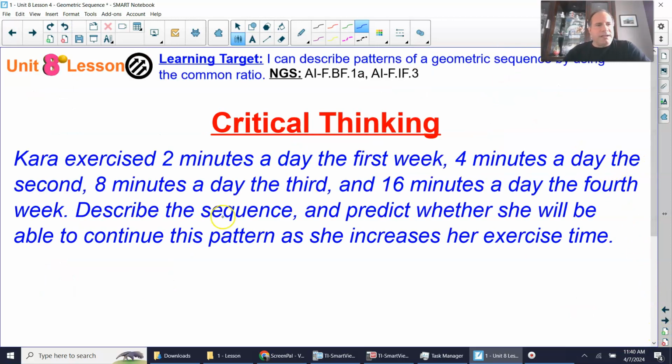All right, critical thinking. Go ahead, try to do this. Read the question. See if you can do this, and we'll come back. Press pause and try the problem now.